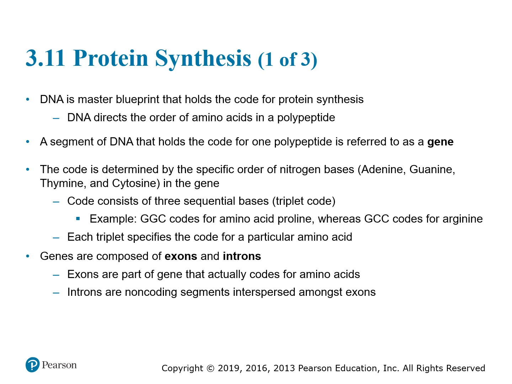And it's determined by the sequence of the nitrogenous bases here, adenine, guanine, thymine, and cytosine. And these form a triplet code, a codon, that will then code for an amino acid. For example, GGC codes for proline, whereas GCC codes for arginine. So the triplet specifies the amino acid.